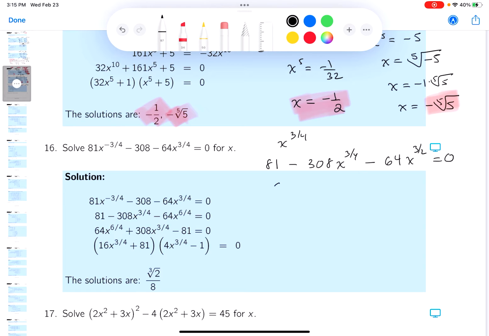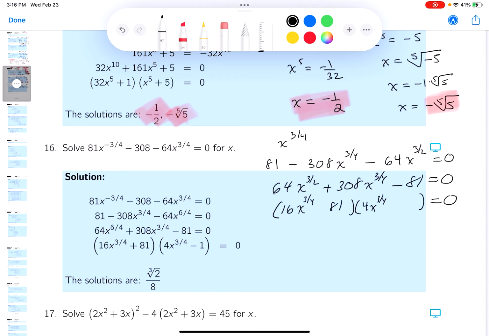Now, the next thing I'm going to do is rearrange it by multiplying by -1. And I'm going to put it down this way because it makes it easier for me. Then I'm going to try to factor it. I'm not really too worried about this over here, but it looks like 16 and 4, x to the 3/4, and 4 x to the 3/4. And that 308 is pretty big. That's why I'm doing that. And I'm going to say 81 and 1.